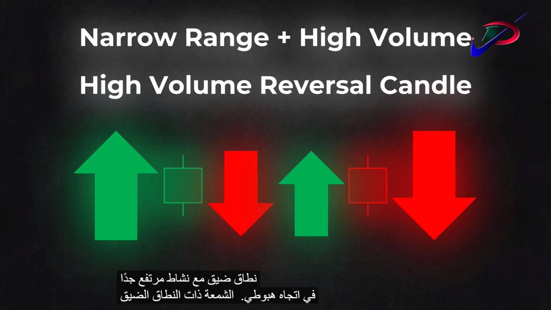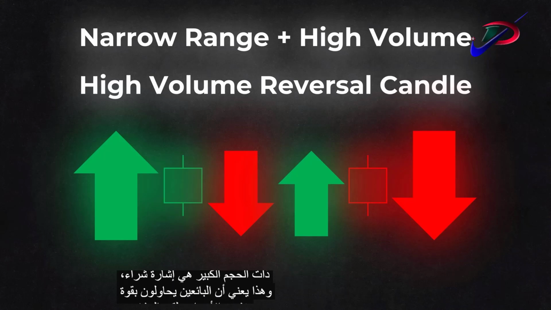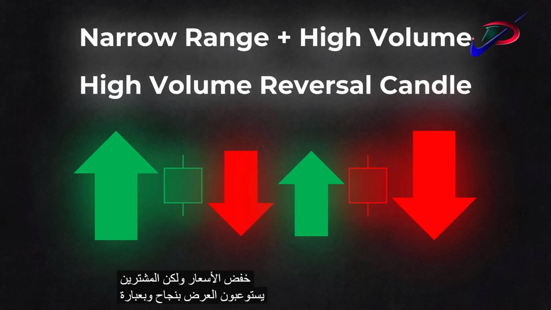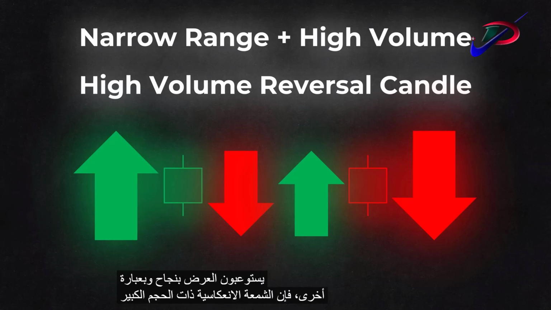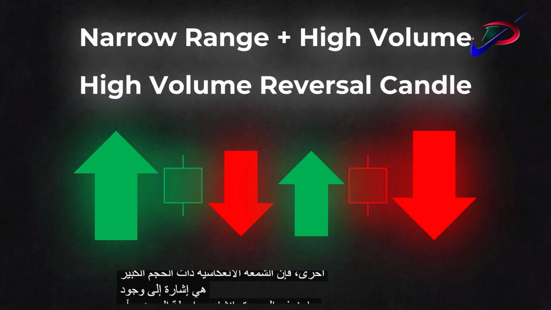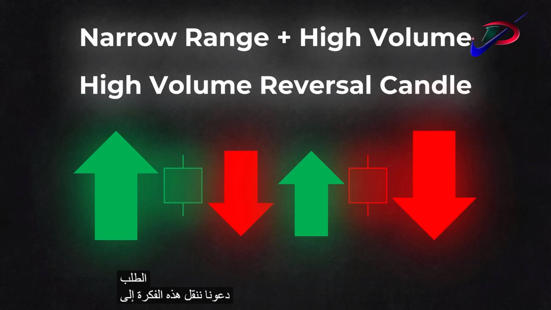In a downtrend, a narrow range candle with high volume is a buy signal. It means that sellers are aggressively trying to make prices fall, but buyers are successfully absorbing the supply. In other words, a high volume reversal candle is an indication that there is a barrier in price created by supply or demand. Let's bring this idea to a hypothetical scenario once again.